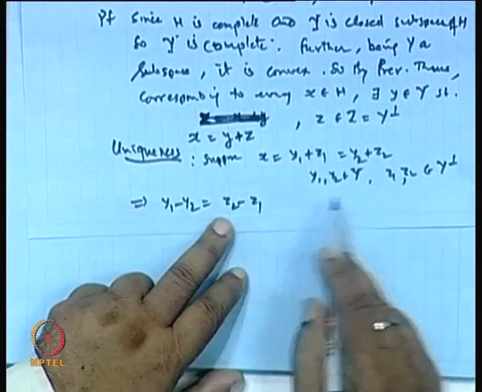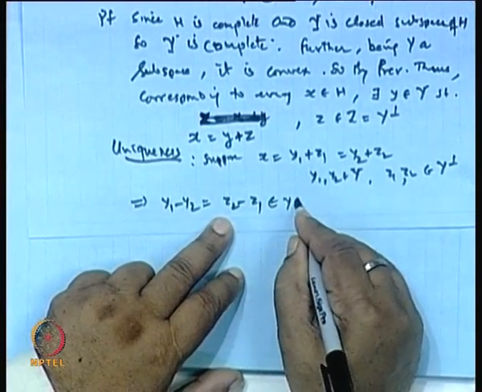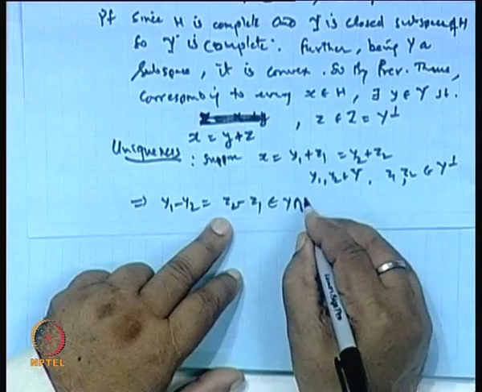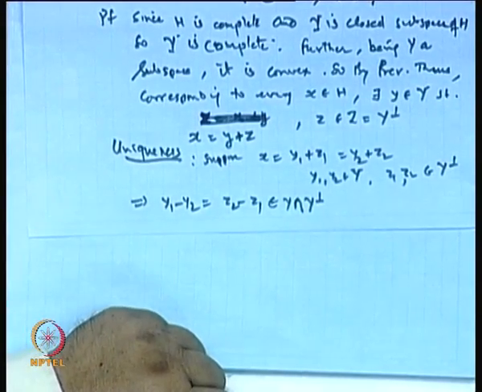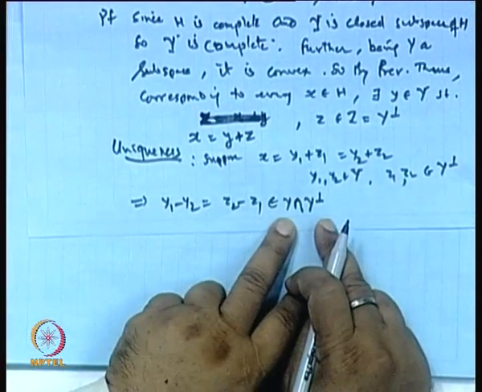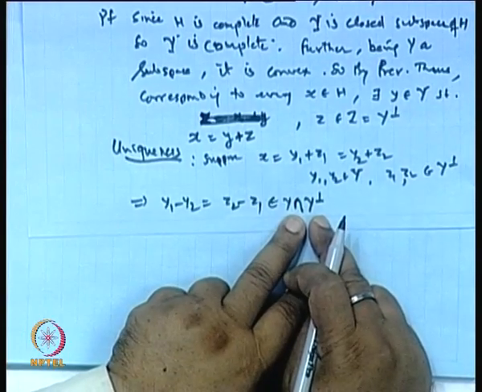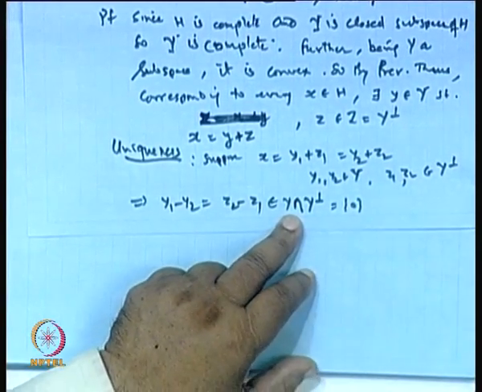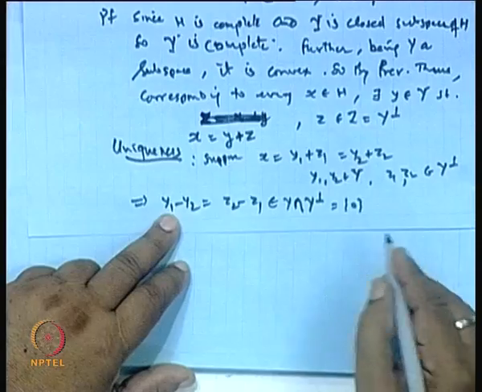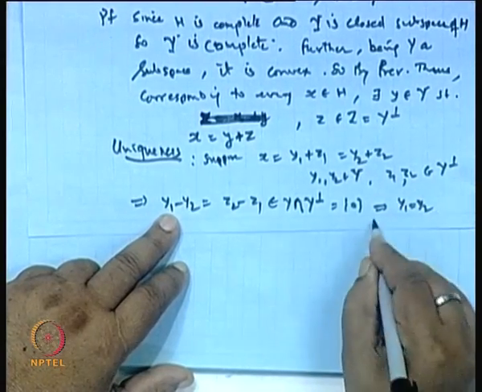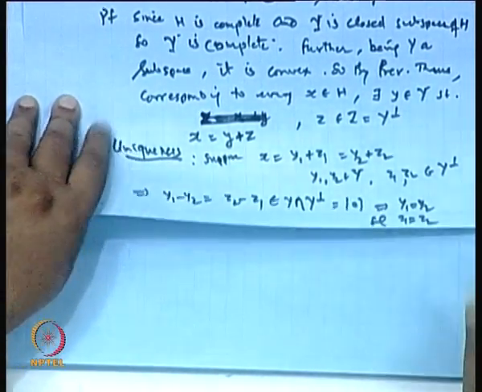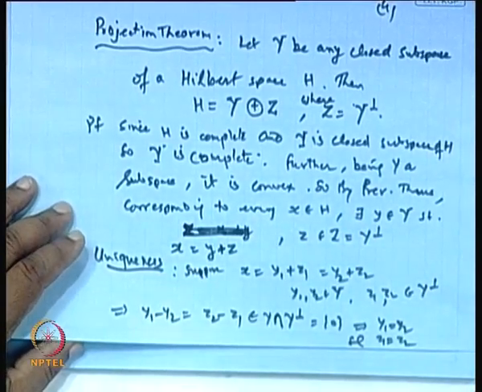Clear? So, it means they are a common element of Y and Y orthogonal complement. So, they belong to the intersection of Y and Y orthogonal. But the intersection of Y and Y orthogonal complement is null, so it is 0. Therefore, y1 is equal to y2. Similarly, z1 is equal to z2. So, the representation is unique, hence we get this. Okay, so the projection theorem proof is very simple, just two lines.